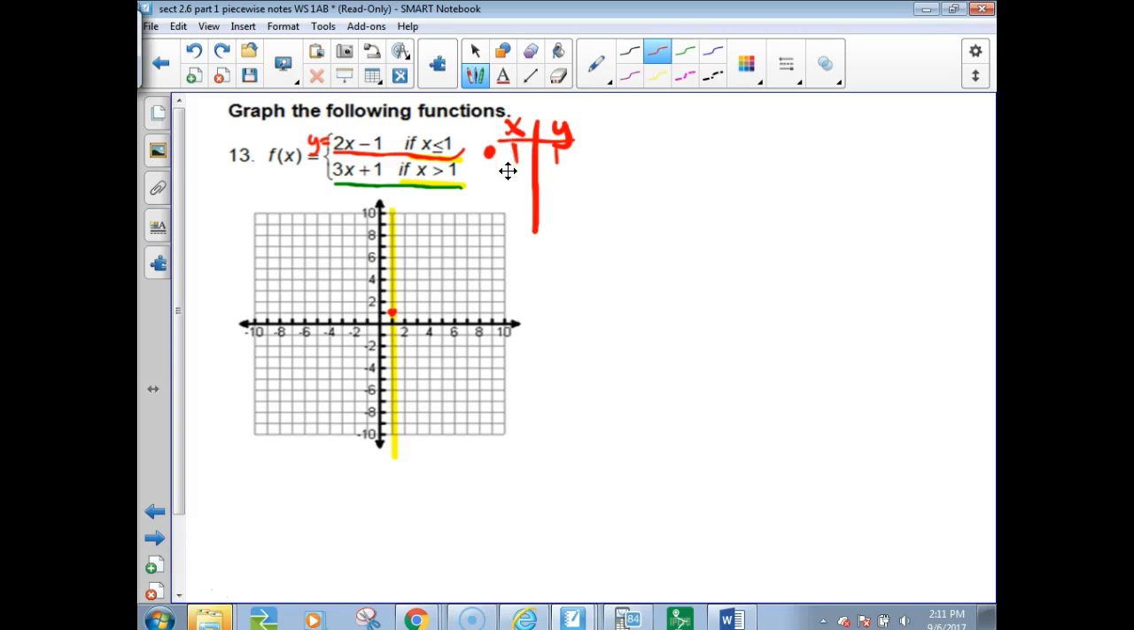Now I'm going to put in some other numbers that are fitting the inequality. This says x values that are less than or equal to 1. Smaller than 1 would be 0. If I put in 0 in that equation, I'll get negative 1.